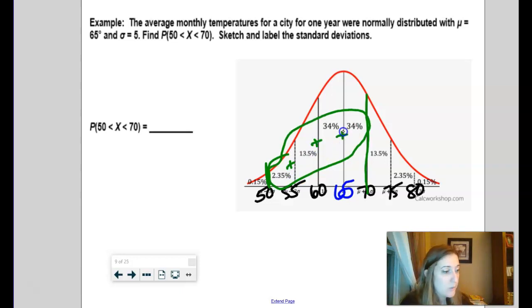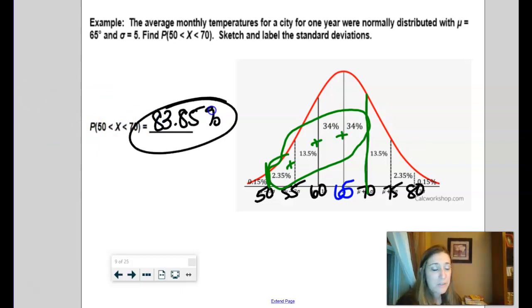And I think I already did this one, because actually, fun fact, I already recorded this whole video. My kids were screaming in the background, so I re-recorded it. All right, so we got 83.85, I believe, on that one. Percent.